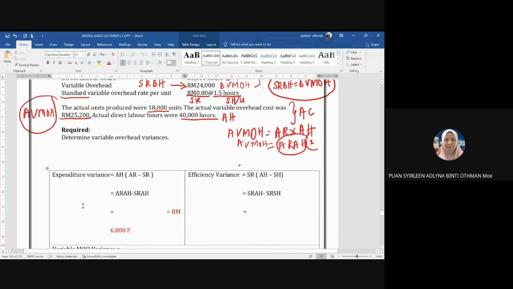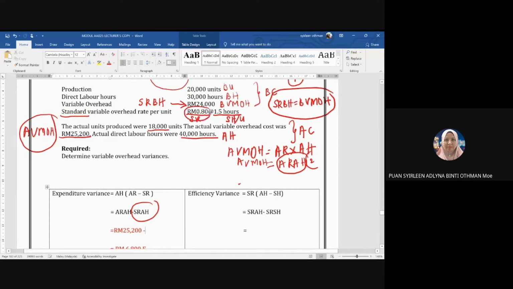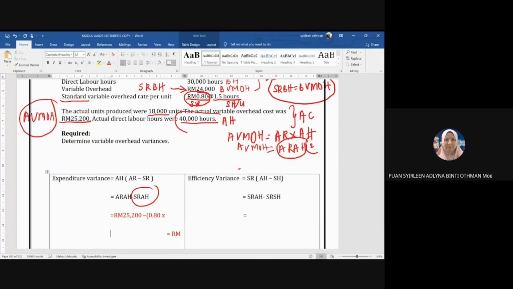So kita akan dapat ARAH, it's RM25,200, minus, kita kena cari SERAH saja sekarang ni. SERAH is, kalau you tengok standard rate, dia dah bagi dalam soalan, ialah 80 sen. So my standard rate is 0.80. Saya akan multiply dengan AH. AH ialah actual hours, 40,000 here. So saya akan darab dengan 40,000.